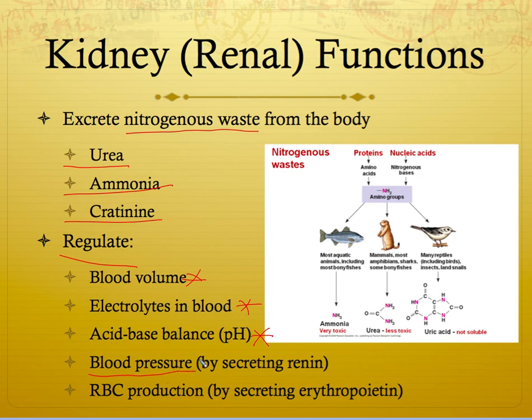When you have blood pressure issues, that is a kidney function regarding hormones. They secrete a hormone called renin that regulates your blood pressure. And then they also control red blood cell production. We talked about red blood cells being produced in your red marrow. They are produced when a hormone called erythropoietin is secreted, and that's secreted by your kidneys.